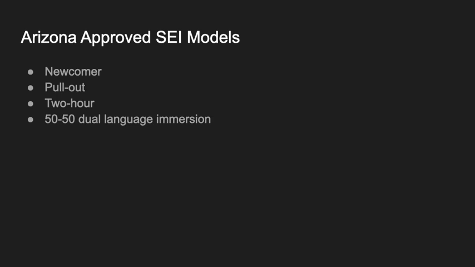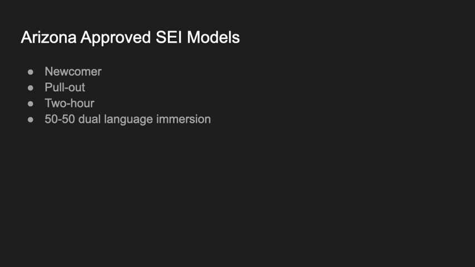Arizona has some approved SEI models. The first one is Newcomer. Newcomer is meant for students who have just arrived in the United States and have been in school for less than a year. They will work with other newcomers to learn, but they cannot miss core instruction during the week. The second one is Pull-Out. Pull-Out is meant for students who have a better grasp on English. They are merely pulled out of class to help learn English.